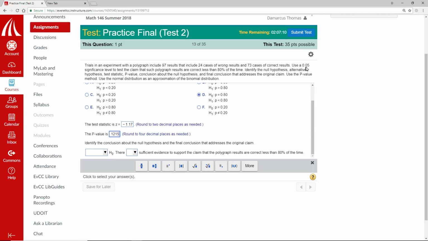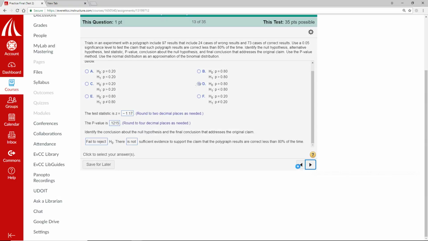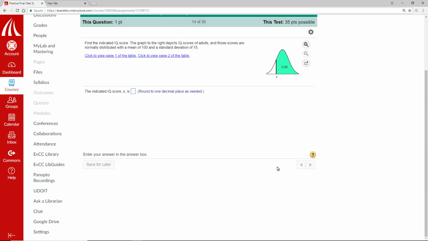Well, we're going to compare our p-value with alpha of 0.05. Identify the conclusion about the null and the final conclusion that addressed the original claim. So what we'll do is say we're going to fail to reject the null. There is not sufficient evidence to support the claim that polygraph results are correct less than 80% of the time. We cannot state that. It's because the p-value was not less than alpha. So that's what we got. We're sticking with it.